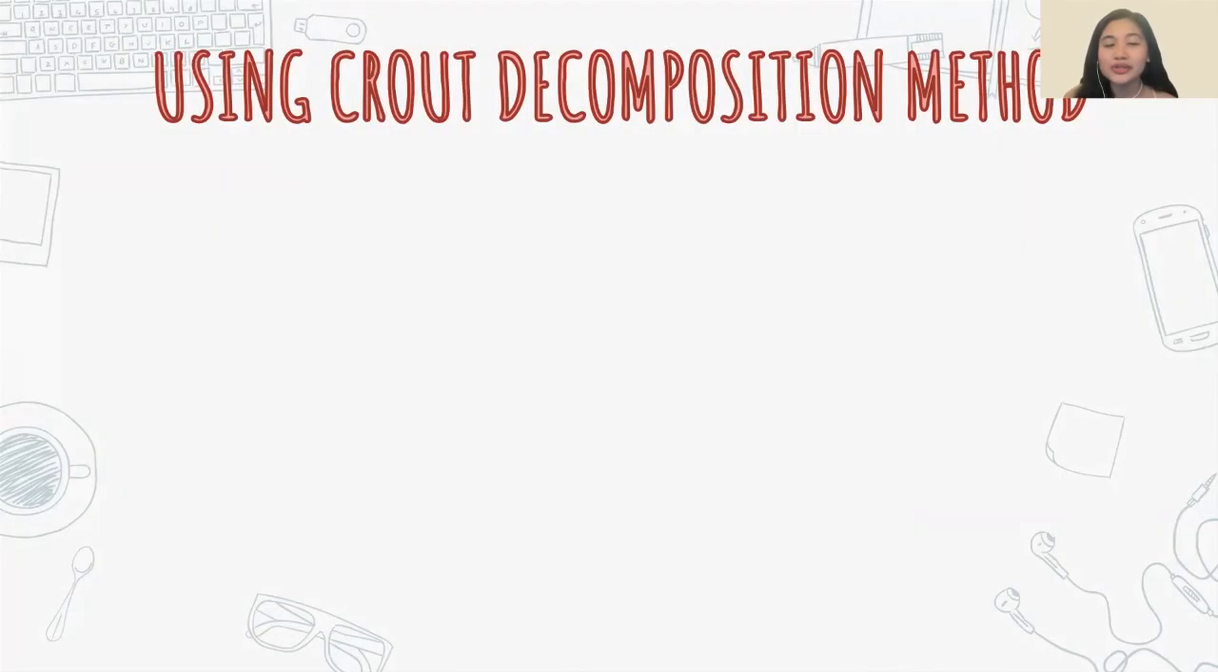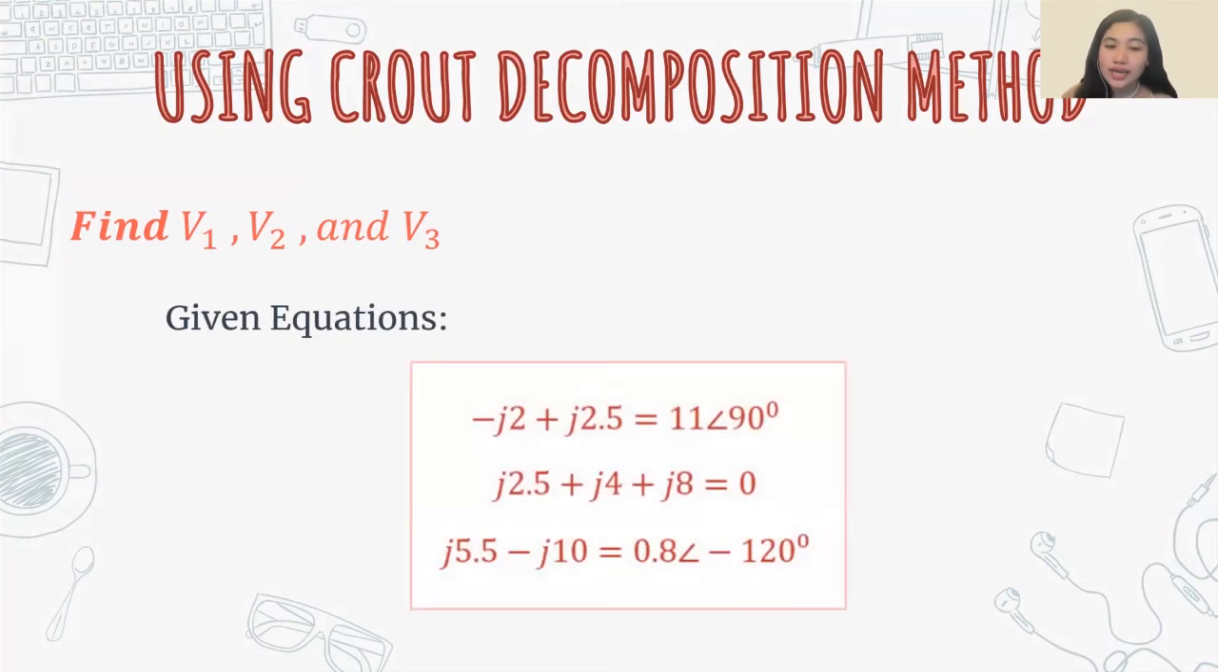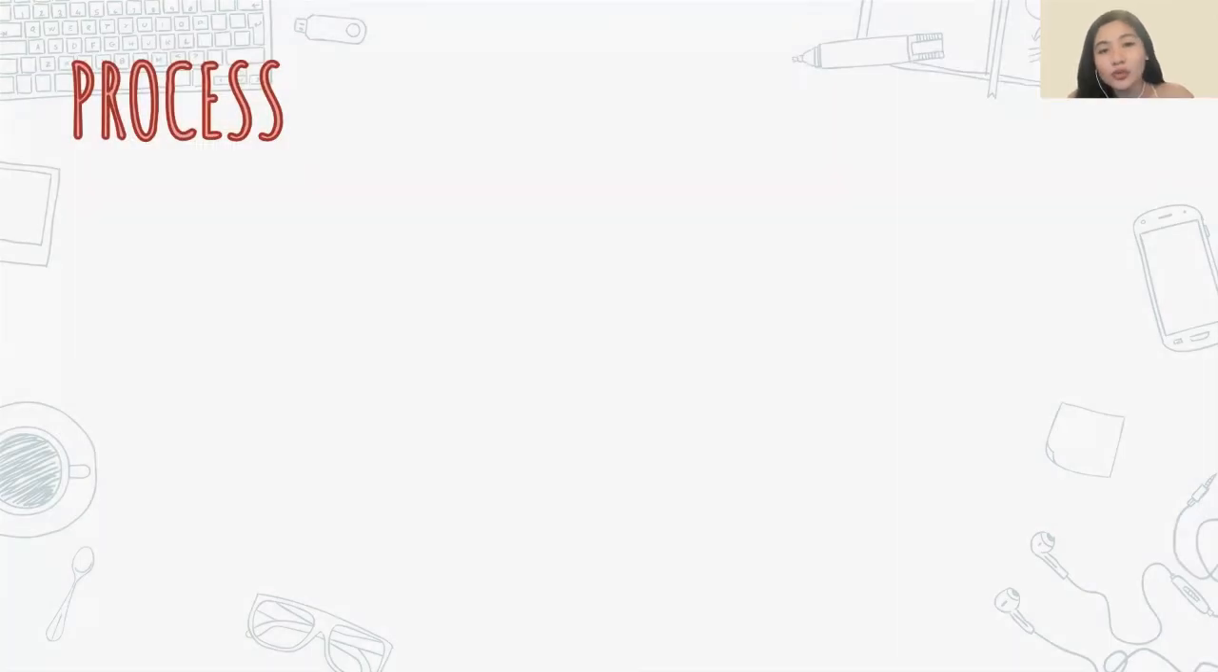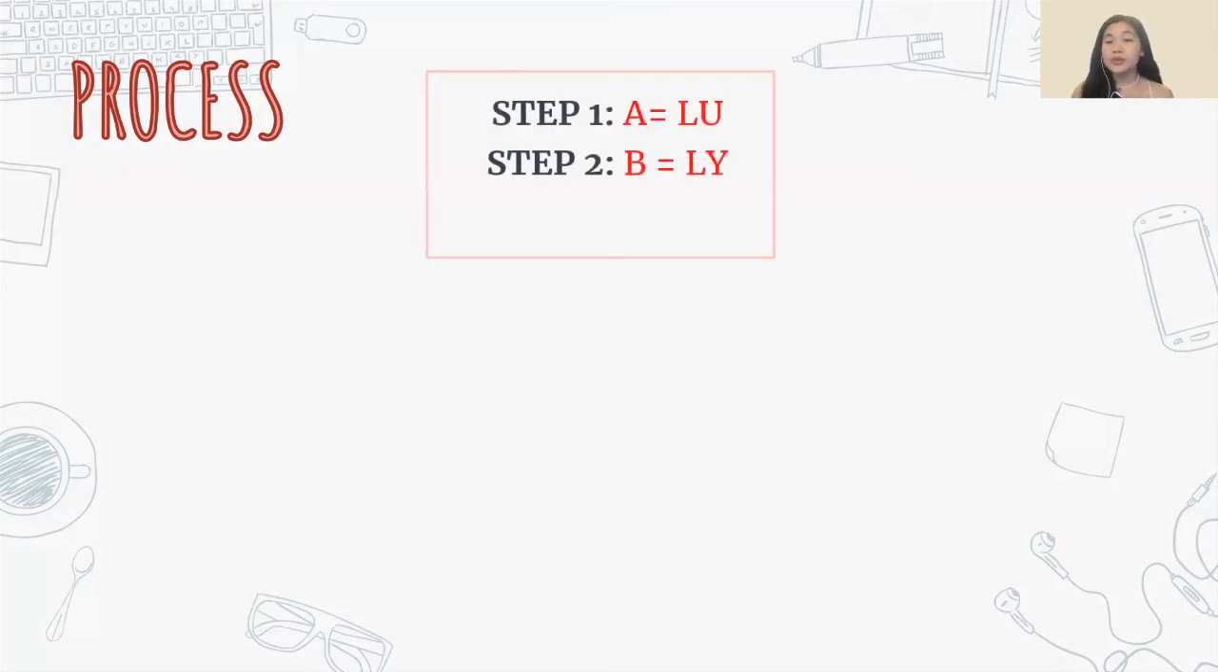So now moving forward to our Crout decomposition method, we are still going to find V1, V2, and V3. Given the equations once again, it is the same set of equations that is given in our Doolittle decomposition method. So our process for this Crout's decomposition method is: step 1, A is equivalent to LU. Our step 2 is B is equivalent to LY. And our step 3 is UX equivalent to Y.